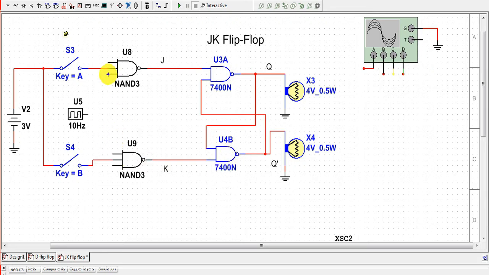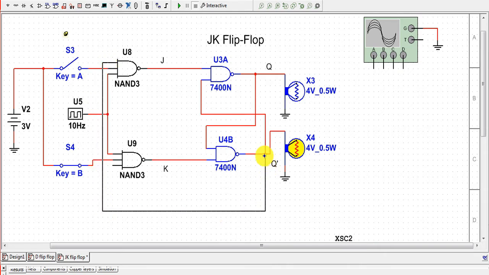One input terminal of each 3-input NAND gate is connected together to the clock pulse, and another input terminal is connected to the feedback. Now we connect the input terminal of the first 3-input NAND gate to the output of the second 2-input NAND gate, and the input of the second 3-input NAND gate is connected to the output of the first 2-input NAND gate. So this is the circuit diagram of our JK flip-flop.